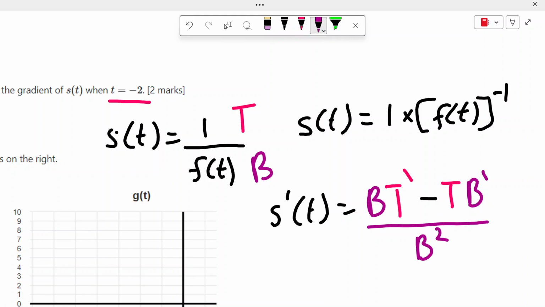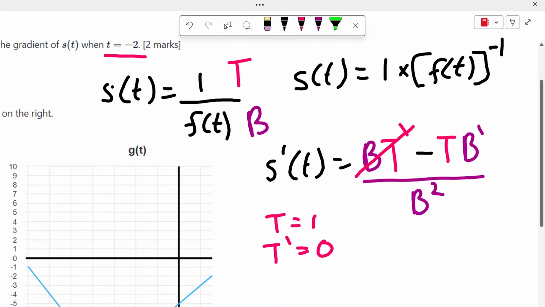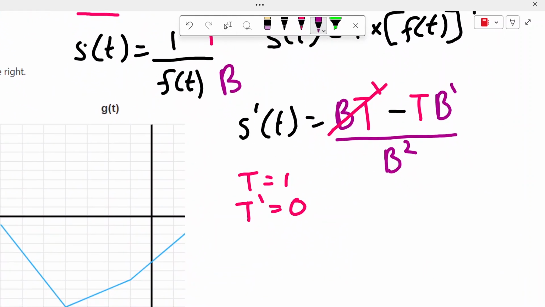So we've kind of got our t's, right? We can say t is equal to 1 and t prime is equal to 0. So interestingly enough, that cancels out this one, and I'll put in the numbers later so you can see what's going on. But now we need to figure out what the bottom is, right, at minus 2, and that's f at minus 2.